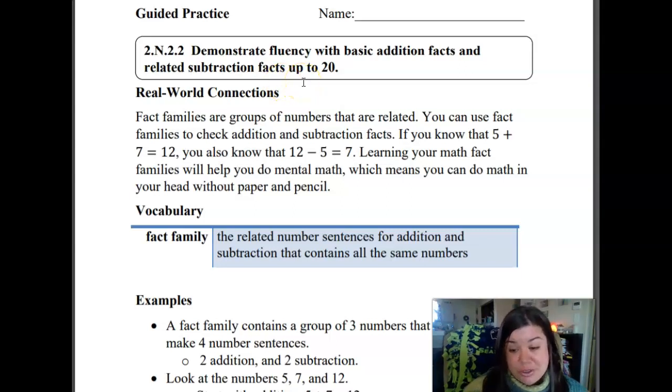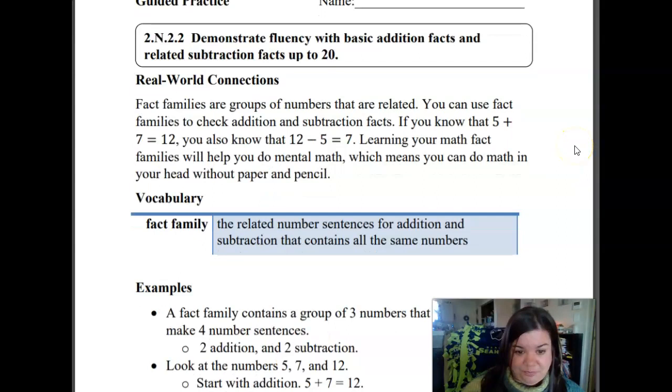So we were introduced to fact families last week. And so remember, fact families are just groups of numbers that are related. You can use fact families to check addition and subtraction facts. If you know that 5 plus 7 equals 12, you will also know that 12 minus 5 equals 7. So learning your fact families will help you do mental math, which means you can do the math in your head. It makes it a lot easier.